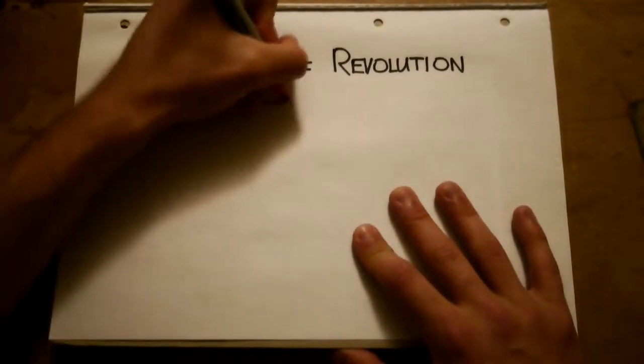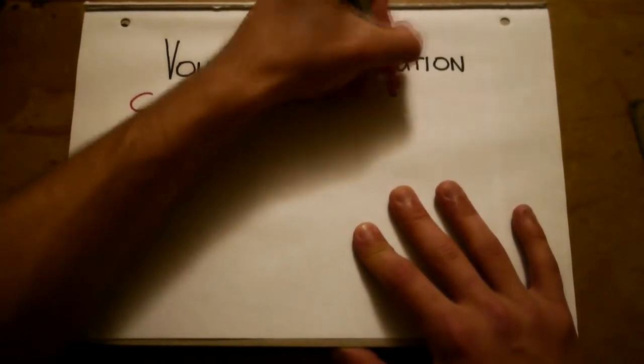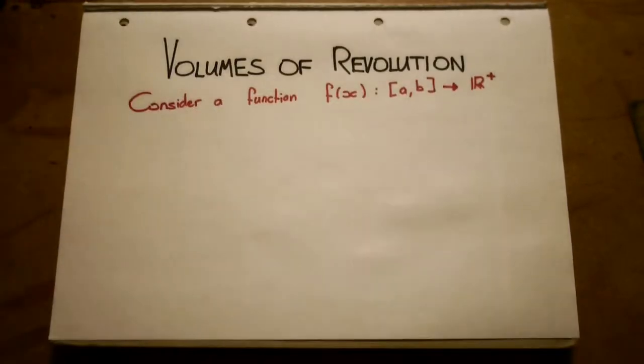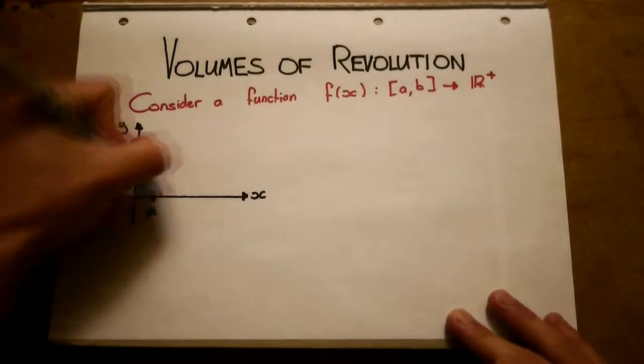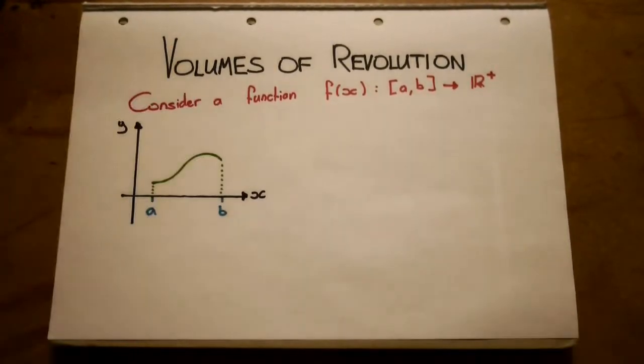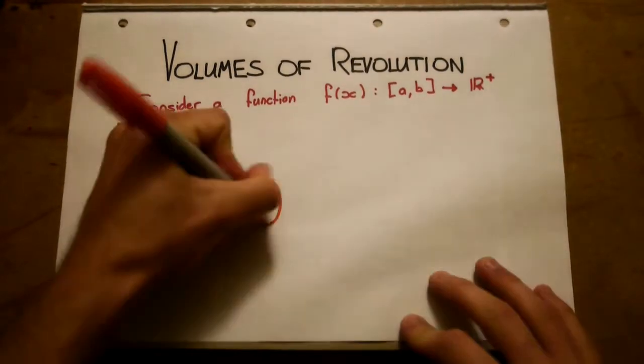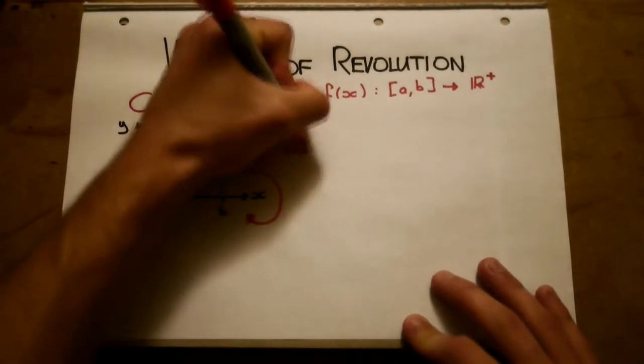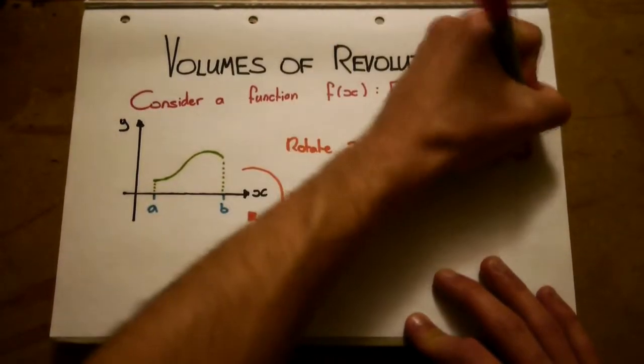Consider a function f of x, which maps the interval [a, b] to the real numbers. I can draw an example of such a continuous curve here, with x plotted against y equals f of x. What would happen if we were to rotate this curve 2π radians around the x-axis?